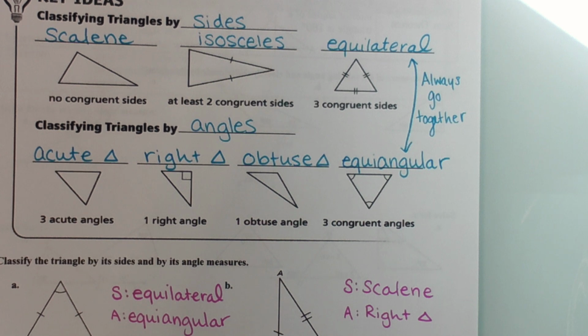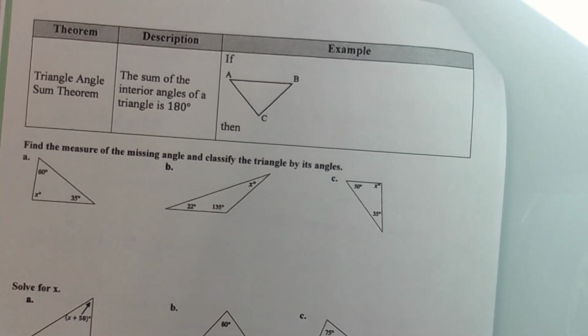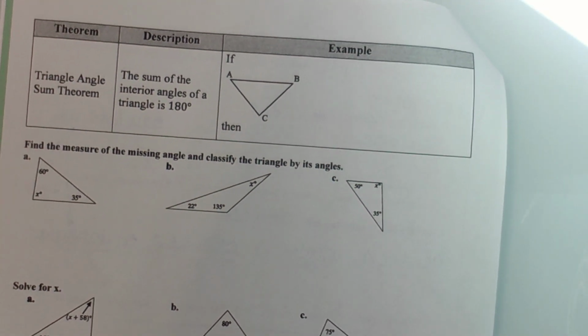Correct. Now, I'm not going to give you one like this without giving you some way of figuring out if that's a right angle or not. I could have it vertical to a right angle. I could have it a linear pair to a right angle. Or what's on the next page is another way I can tell you if that's a right angle or not: using the triangle angle sum theorem.